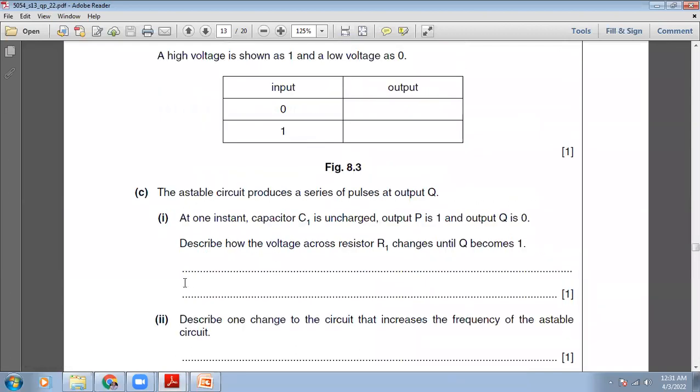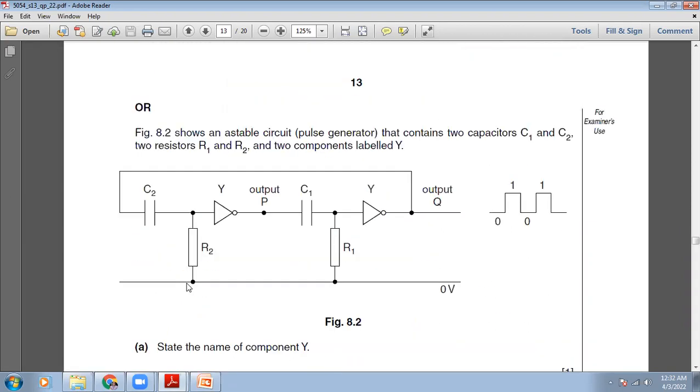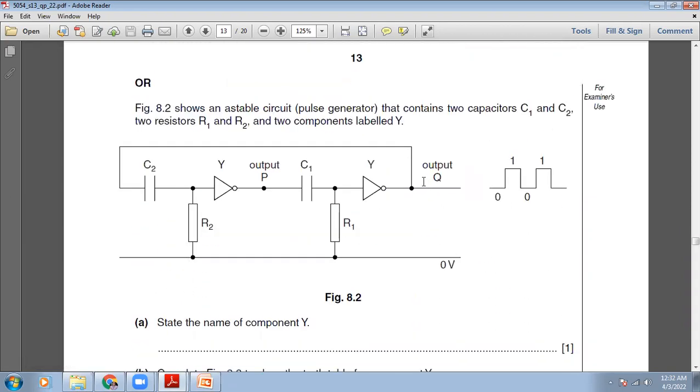Now the question is, the astable circuit produces a series of pulses at the output Q. At one instant, the capacitor C1 is uncharged, output P is 1, and the output Q is 0. Describe how the voltage across the resistor R1 changes until the Q becomes 1. So try to understand. Q becomes 1 when this will become 1. Here the output will be 0. When here the output will be 0, the input here will be 1.